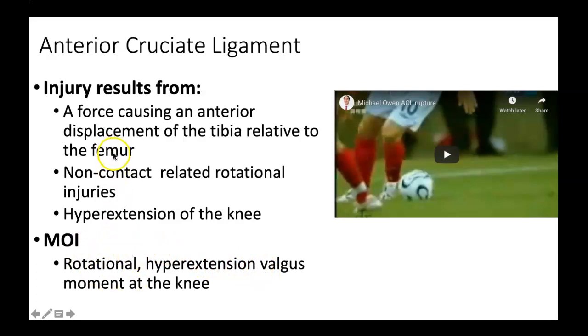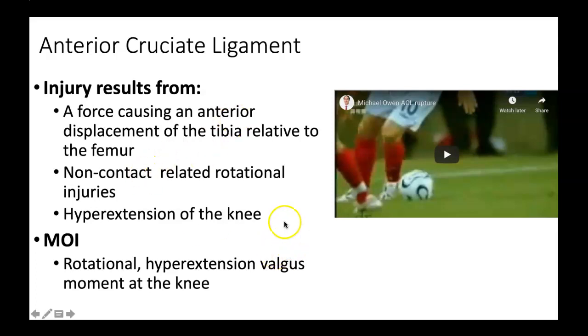The injury itself results from a force causing some type of anterior translation of the tibia, right, relative to the femur. So either the tibia shifts anteriorly, or in some cases the femur will shift anterior, and we get a stretching of the two bundles, right?